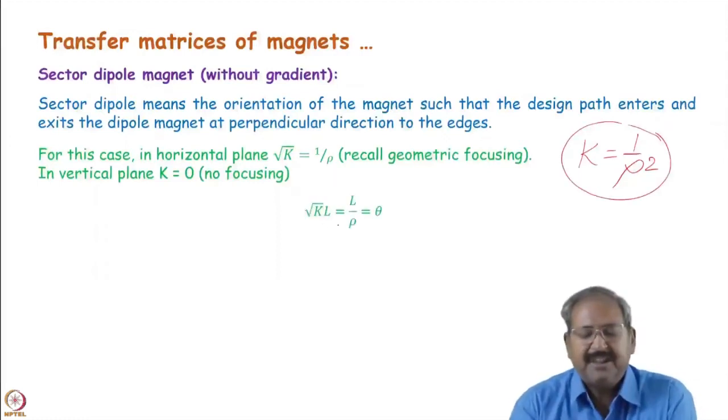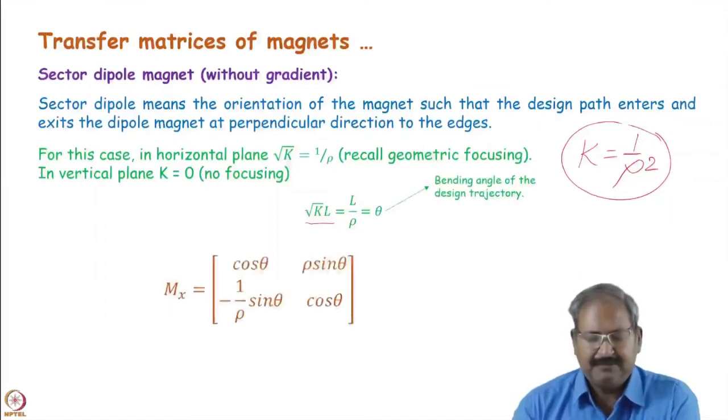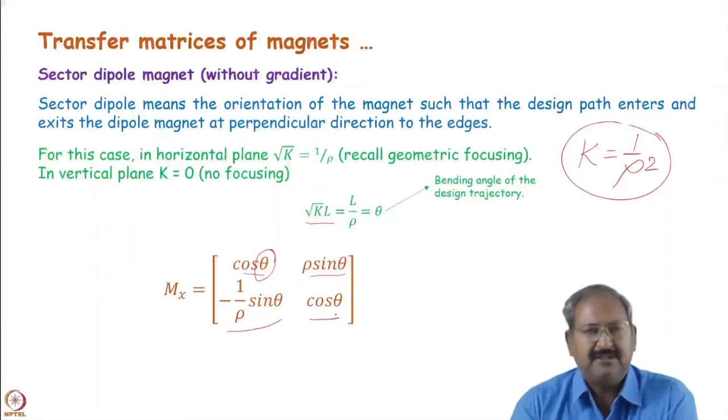So under root k, l by rho is just theta. So under root k l is the argument of the cosine and sine in the matrices. In the case of a bending magnet in the horizontal plane, we get cos theta, where theta is the bending angle of that magnet, rho sin theta, minus 1 by rho sin theta, and cos theta in the horizontal plane.